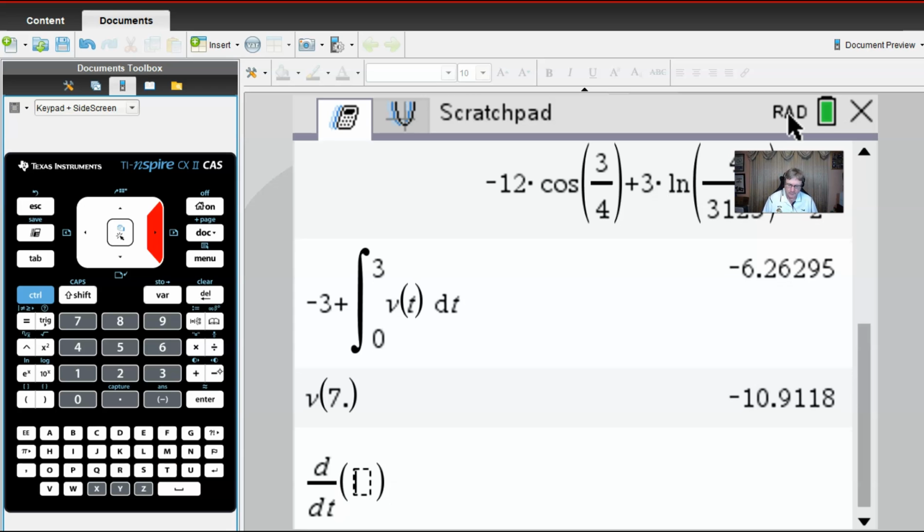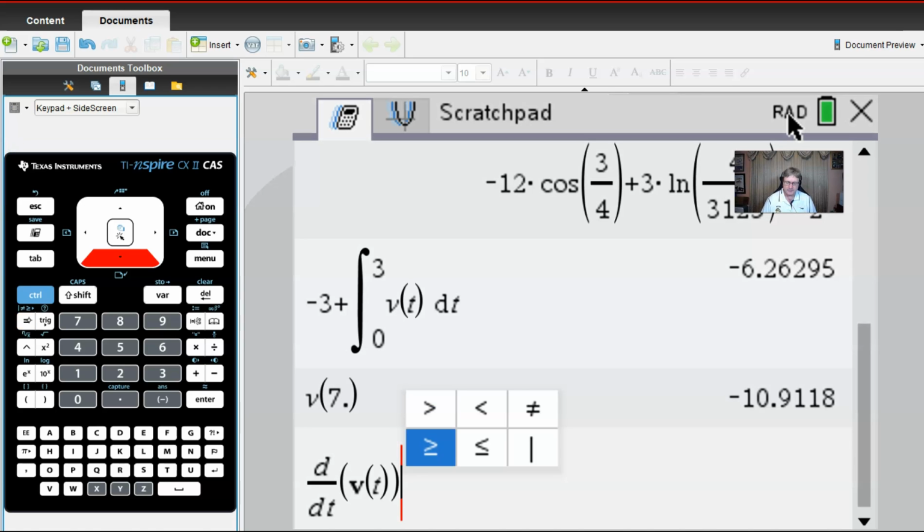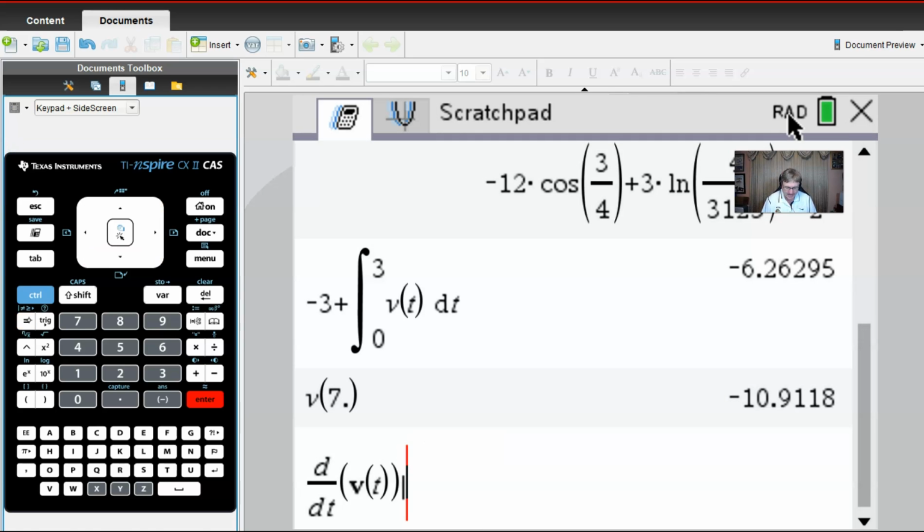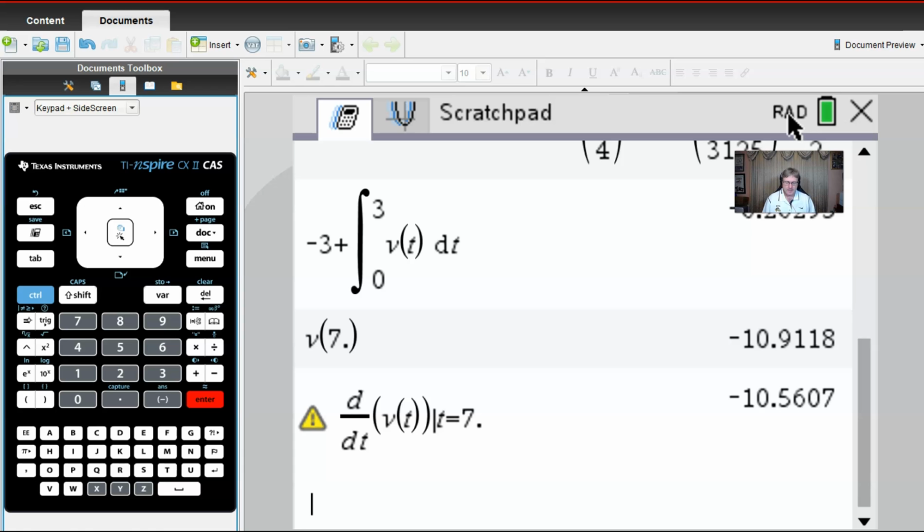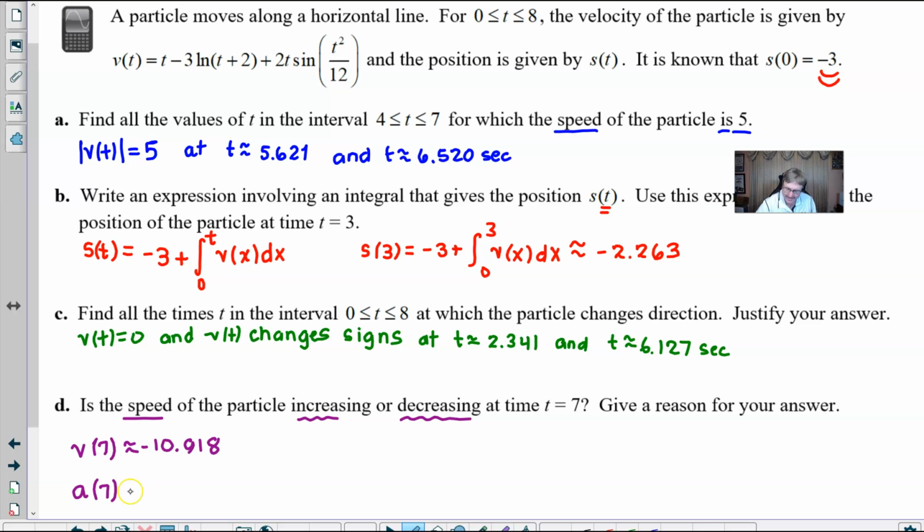We'll take our derivative with respect to t of the v of t, and then I want to make sure that I say when I want this derivative to be taken. So I just like to throw in the such that t equals 7. There are a variety of ways to do this. This is one of my personal favorites, but you can investigate other syntax methods. This pretty much is the fewest keystrokes, though. And I get negative 10.561. And so we'll write that up, and that indeed is our acceleration.